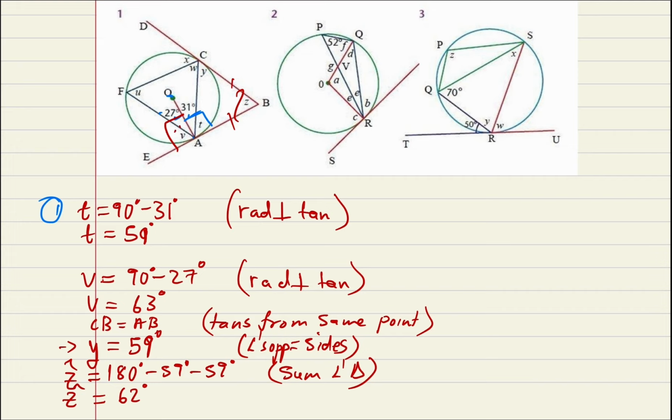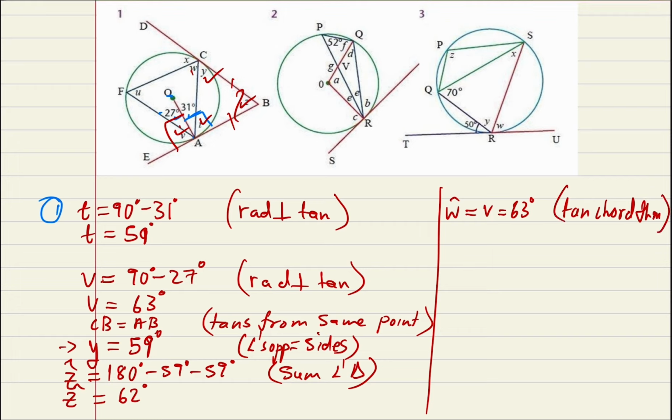So I have V, I have T, I have Z, I have Y. Now what am I short with? I have to find W. Let me draw like this. So angle W is equal to angle V, which is, what was angle V? 63 degrees. Why is it so? It's because of the tan chord theorem. Then I'll find U.